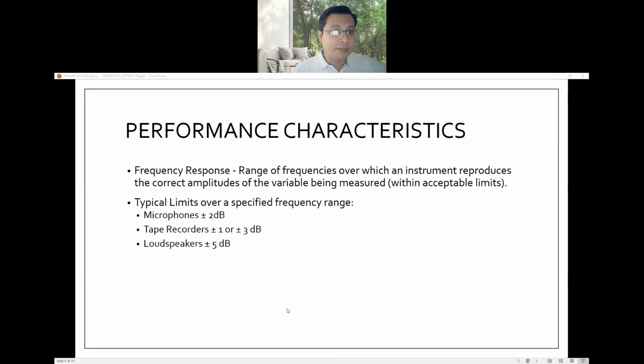Okay, for the microphone it is plus or minus 2 dB, and for the tape recorder 1 or 3 dB. That's for our reference, or to measure. Is it considered how much, in dB? So we can refer: if the microphone, we can identify it is not, maybe 2 dB and so on. And the loudspeaker is 5 dB, for the noise source.